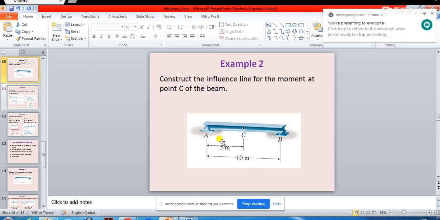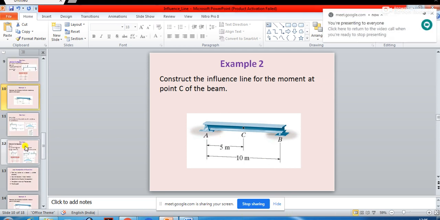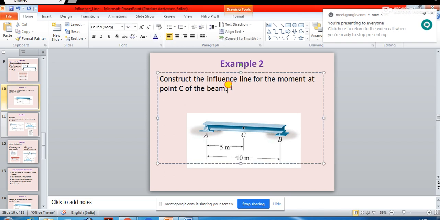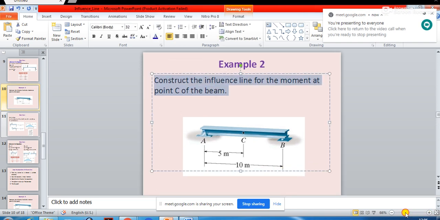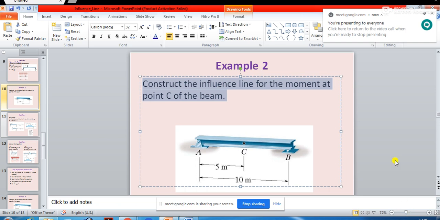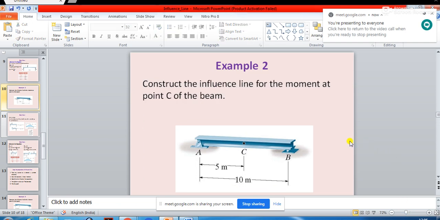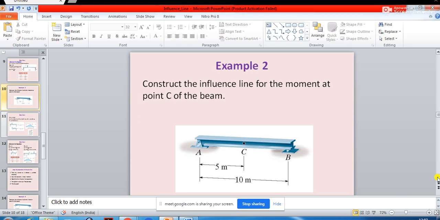See, let us start with this one today. Construct the influence line for the moment at point C of the beam. In the previous class, we started discussing this, but we could not complete. Let us try to understand step by step how to construct the influence line diagram for moment at a particular point in a beam.